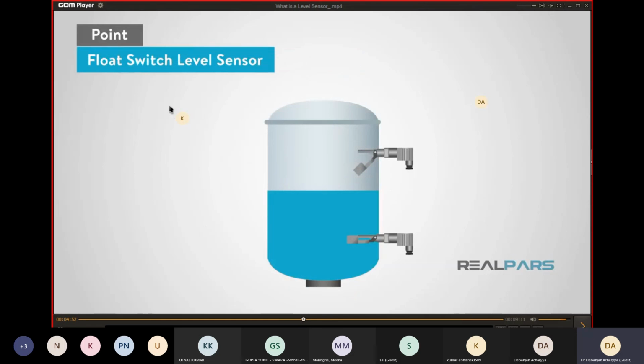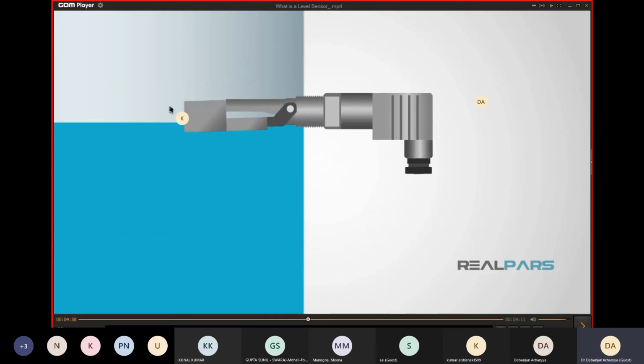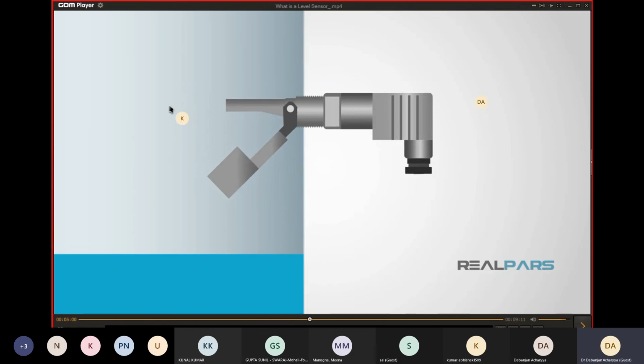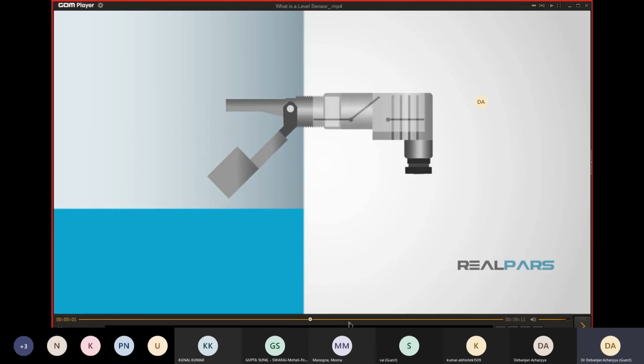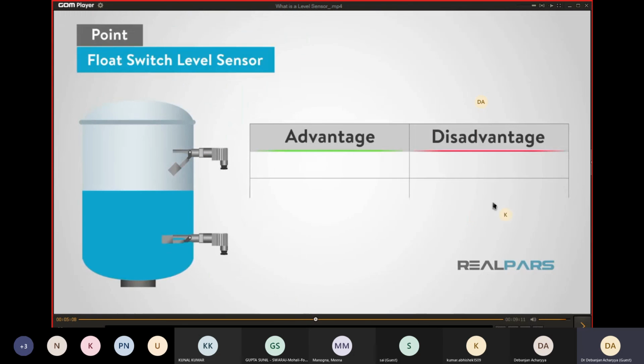The last point level sensor that we will talk about is a float switch. Float switches use a float, a device that will raise or lower when a product is applied or removed, which will open or close a circuit as a level raises or lowers, moving the float.